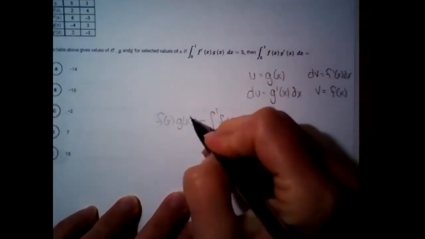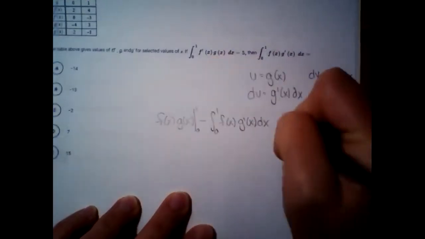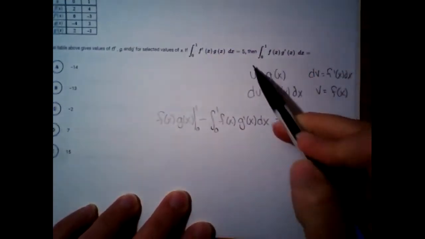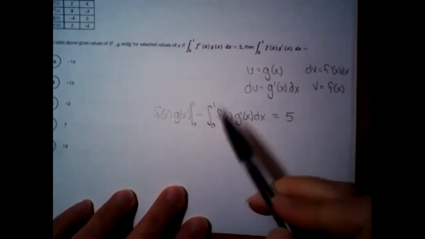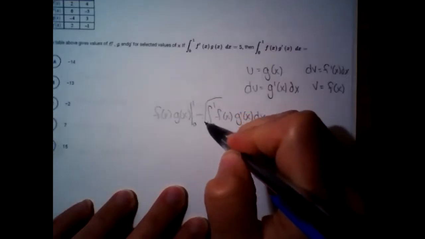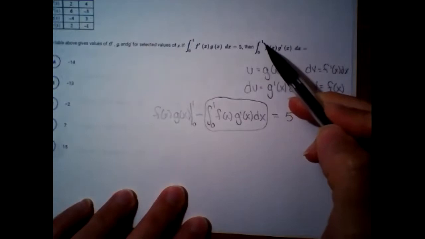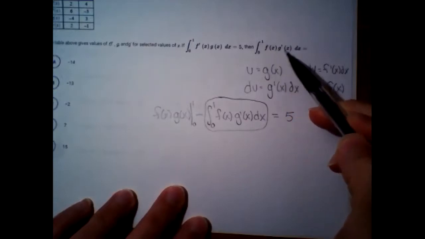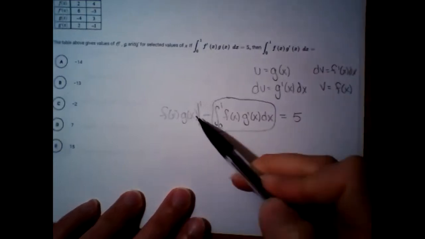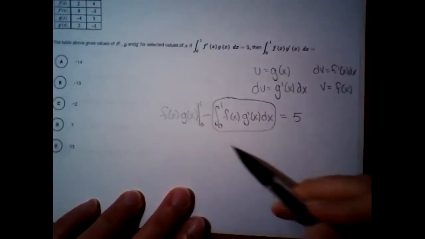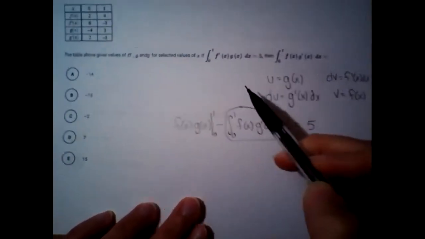And so we're going to have to evaluate this from 0 to 1 as well. So let me put in a little such that bar. And they told us that this entire mess equals 5. So this part right here is what we're looking for. That's what they're asking us for. That integral from 0 to 1 of f times g prime, that entire circled thing. So we're going to evaluate this and do 5 minus that stuff, and then we can figure out what it is that we're looking for.